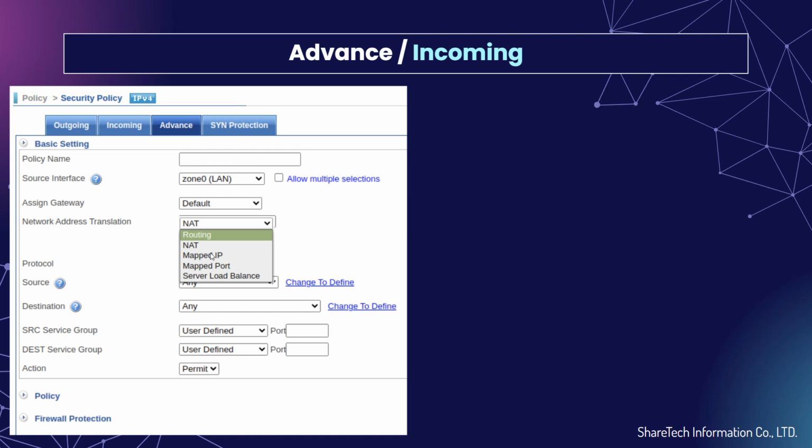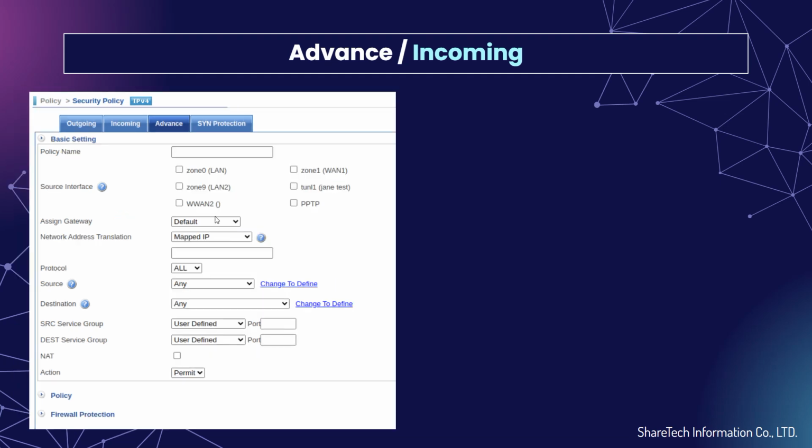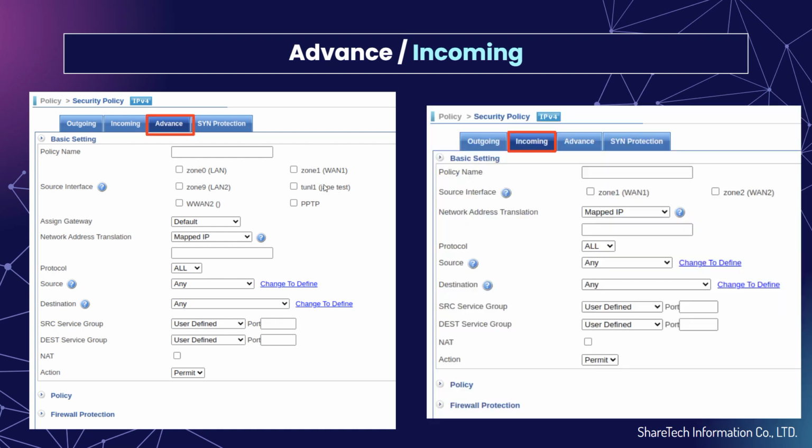So you can choose them here. And you will see the settings screen like this. Next, I will talk about the difference between advanced and incoming. The left side is advanced, and the right side is incoming. You can see that the settings screen on both sides are basically the same.